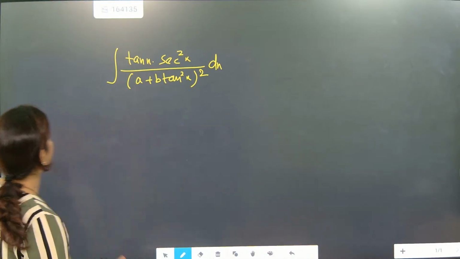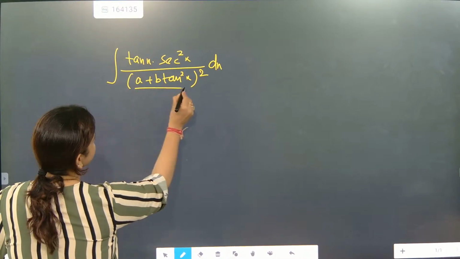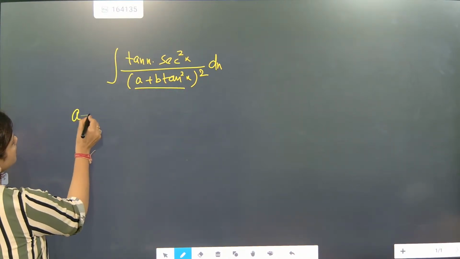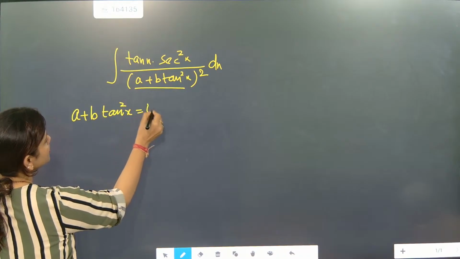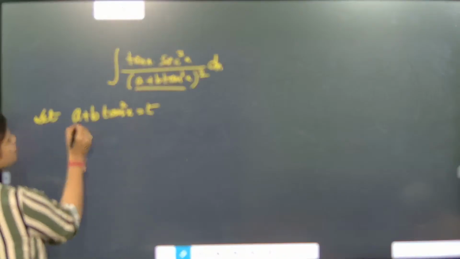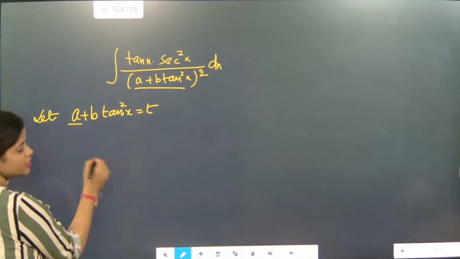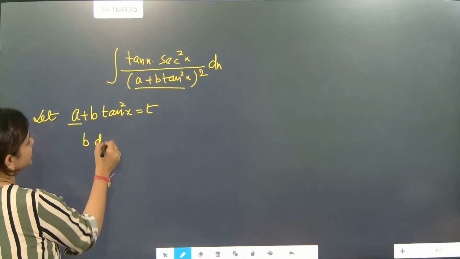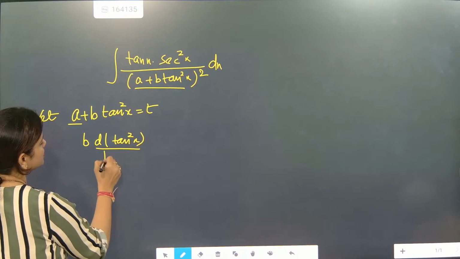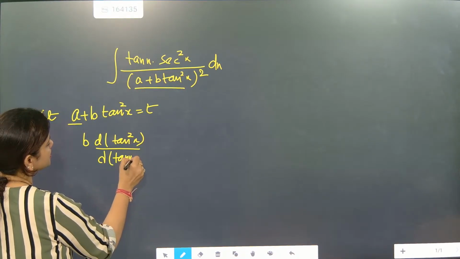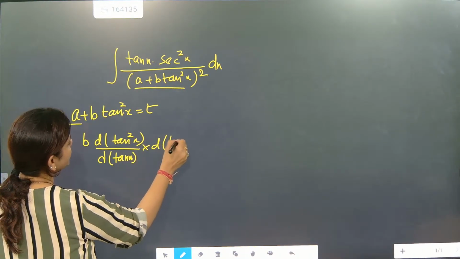See, I will take this one as a plus b tan square x is equal to b. Right? So the differentiation of a will become 0. For b, apply the chain rule. Differentiation of tan square x with respect to x, and b of tan x.